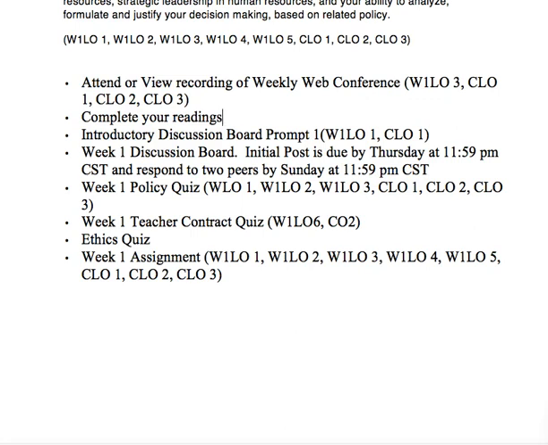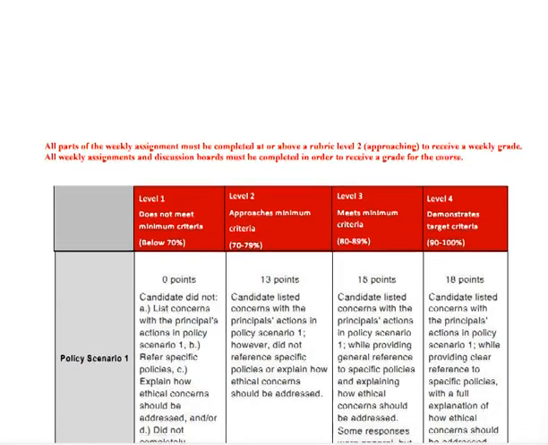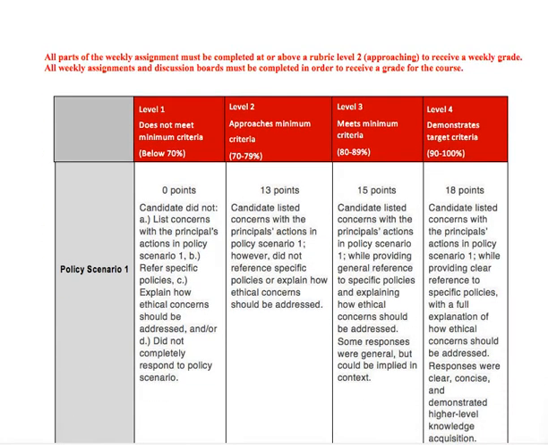This week you have 3 quizzes, a Week 1 policy quiz, a Week 1 teacher contract quiz, and an ethics quiz. And then you have your Week 1 assignment. I want you to notice what's above the rubric for this week's assignment. It says all parts of the weekly assignment must be completed at or above a rubric level of 2 to receive a weekly grade. All weekly assignments and discussion boards must be completed in order to receive a grade for the course.